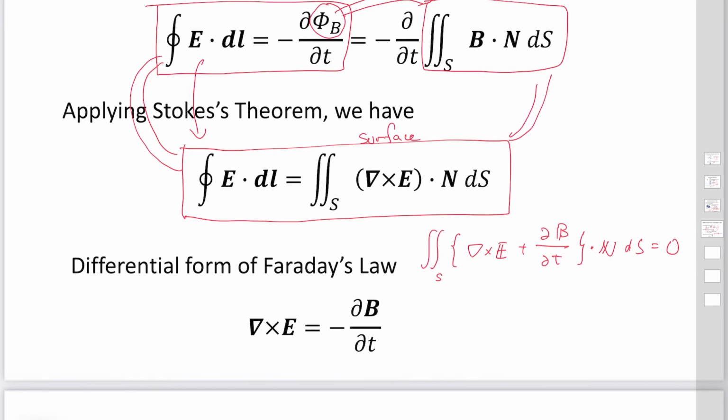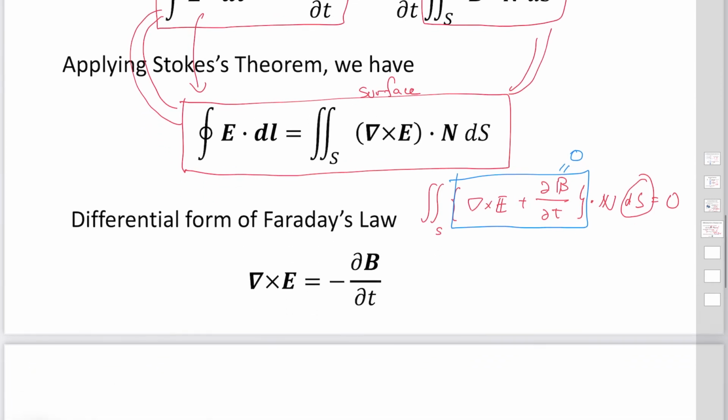So we collect all the terms on the left hand side. Then you can take any surface dS, but this equation has to be satisfied always. So this means the inside of the parentheses has to become 0. Then we have the differential form of Faraday's law. Del operator cross E, which is equal to the curl of E, equals minus partial B partial t. This is the differential form of Faraday's law.